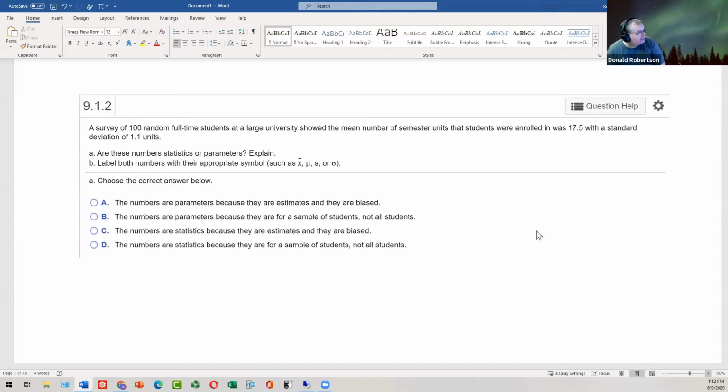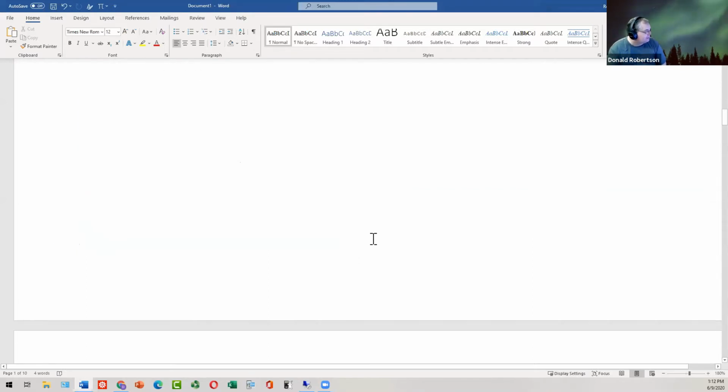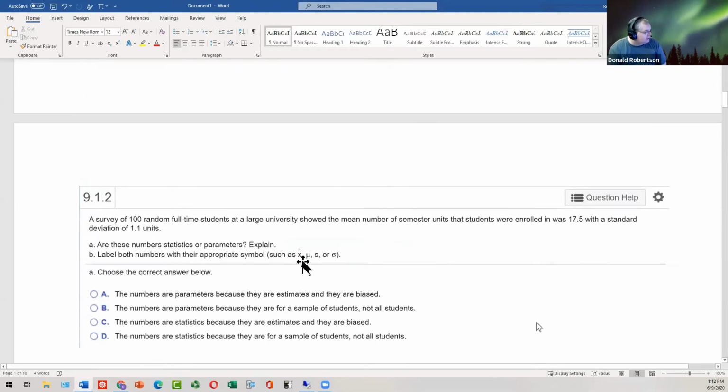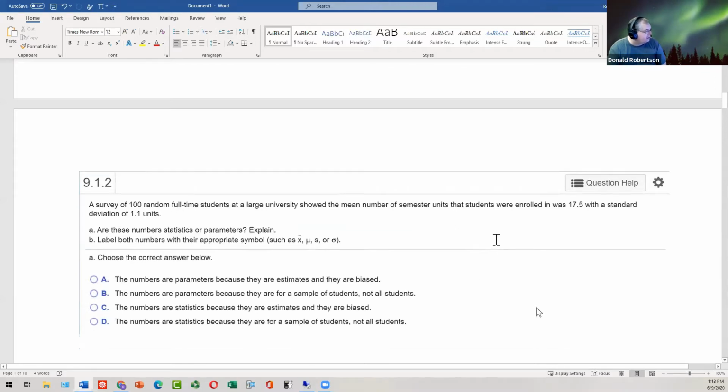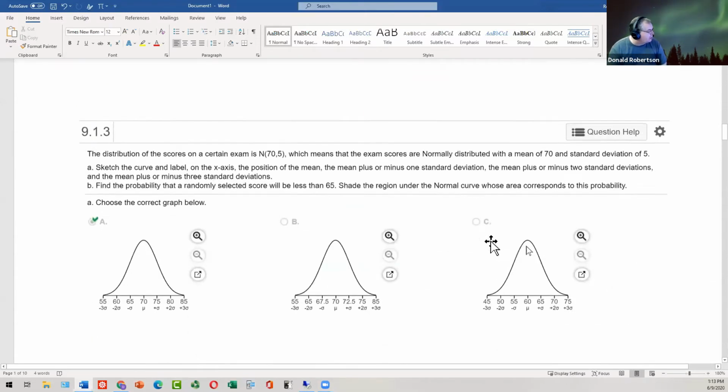So the numbers that we're about to hear about are numbers that you got from a sample, which means these numbers are going to be statistics. So we go through the list and pick statistics, because they're a sample of students, not all the students, so you would pick D. X bar would be used for the mean of 17.5, and S would be the standard deviation. So those are very quick warm-up questions.